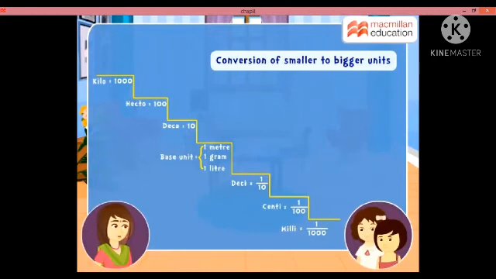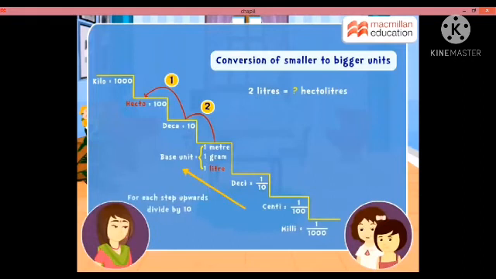How about converting 2 liters to hectoliters? Let me try, Ma. To convert liter into hectoliter, we move 2 steps upwards. And as you told us, each time we move upwards, we divide by 10. So we will divide 2 by 10 twice.